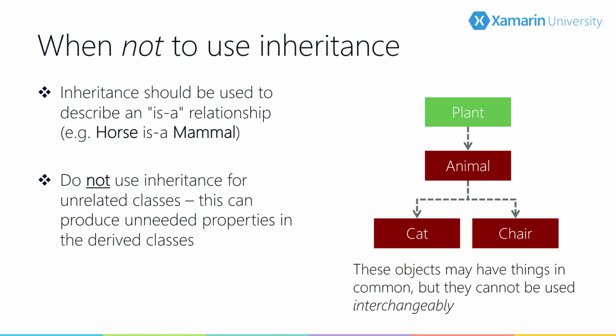For example, if we use the is-a test and say an animal is a plant, or a chair is an animal, you can see those do not work. It breaks the is-a relationship, so you should not model these using inheritance.